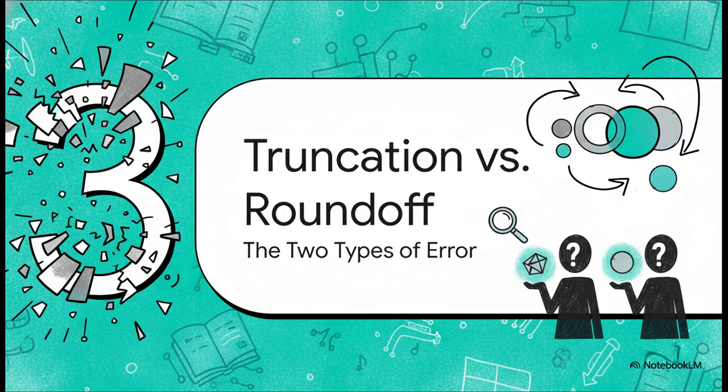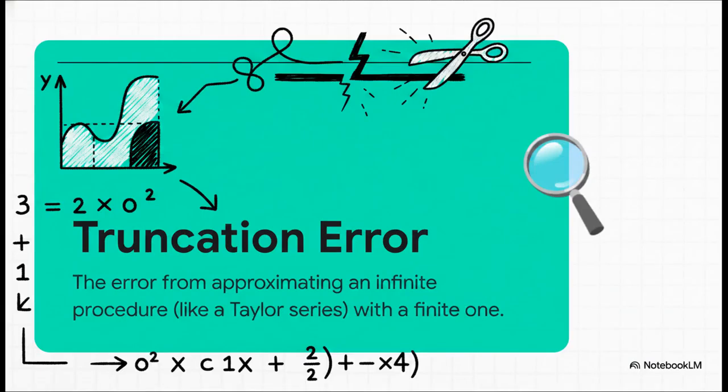These are our two accomplices in the mystery of bad math. And it's really, really important to understand the difference between them. First on our list is truncation error. You can think of this as a shortcut error. It happens whenever we decide to approximate an infinite process with a finite one. That Taylor polynomial we mentioned earlier, it's an infinite series, but we only used the first 14 terms. We truncated the rest, and the part we chopped off is the truncation error.